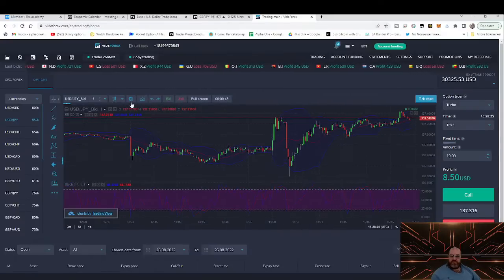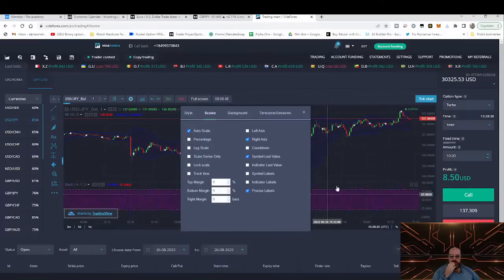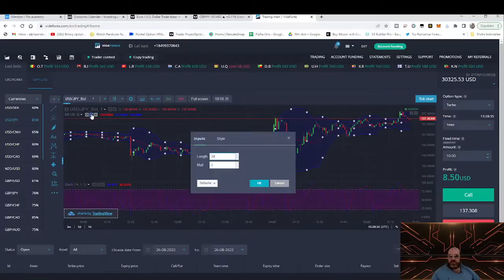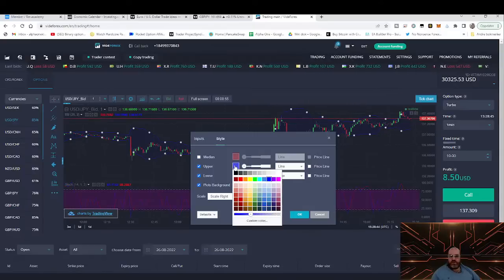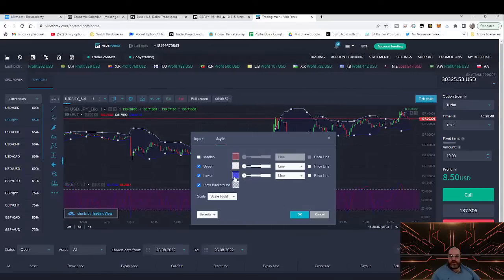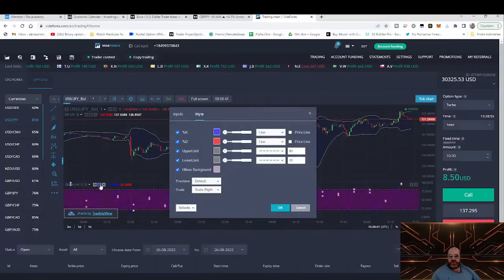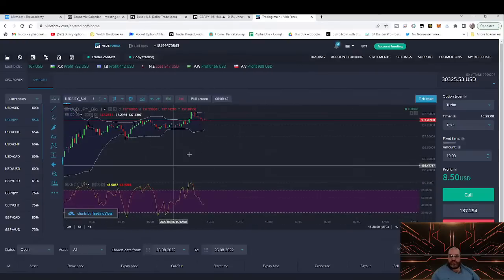So we will edit a little. I need to go into here. We'll remove the median line, because we don't need the line that goes in the middle. The upper line we change to white, and the lower band we change to white also. For the stochastic we can change the blue to yellow to make it clearer.